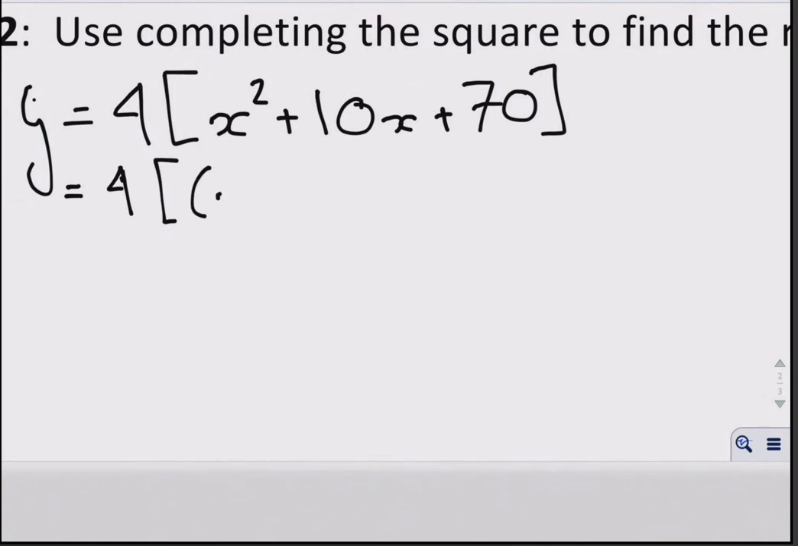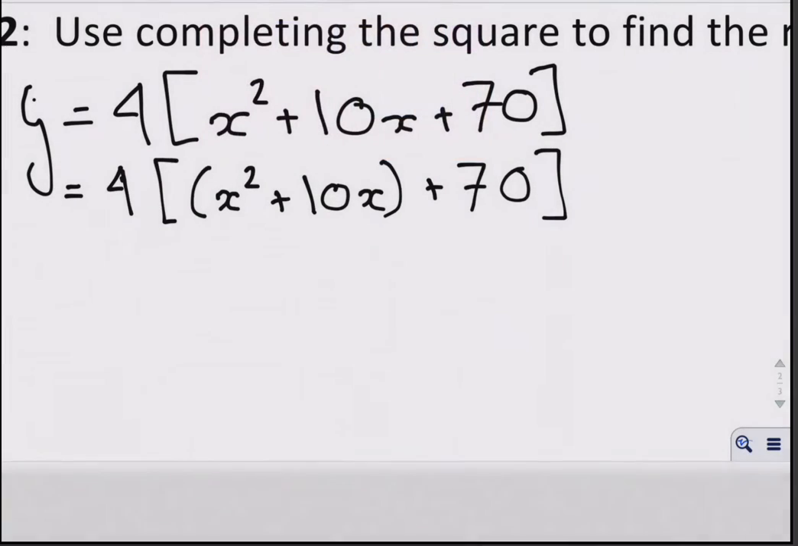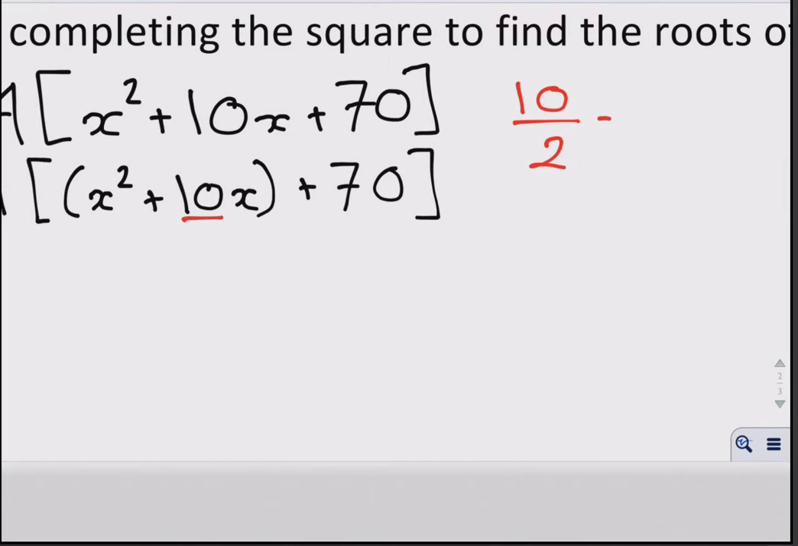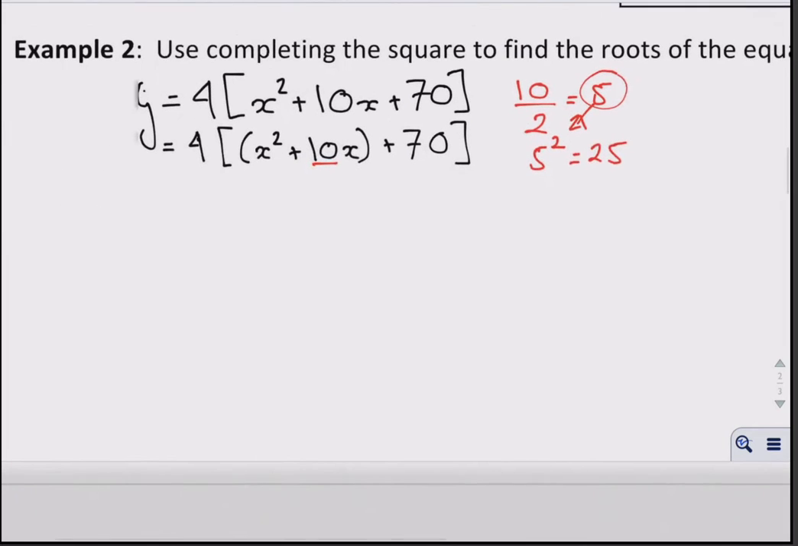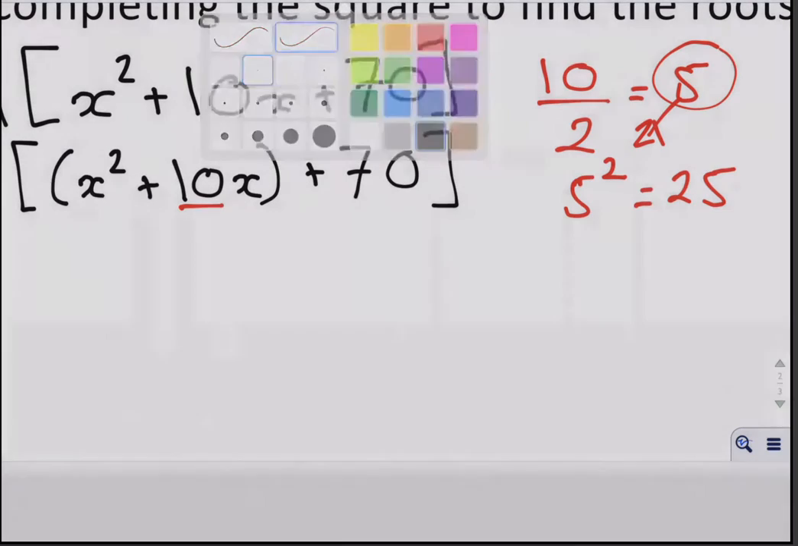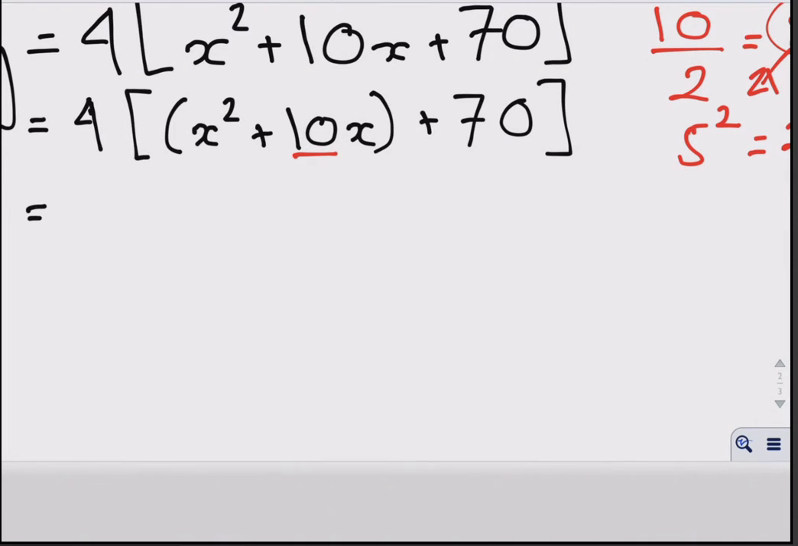Step number 1, I put brackets around the first two terms. Step number 2, off to the side, and I'll do this in red, I take the coefficient of the x term, that's the 10, I divide it by 2, which gives me 5. I take the 5 and I square it, and that gives me 25. That 25 now goes into the equation as such.